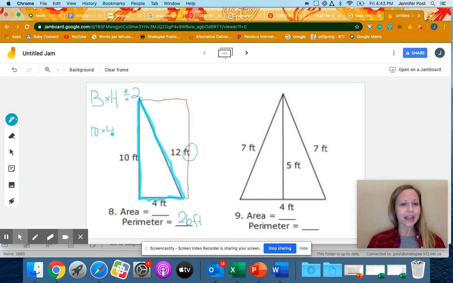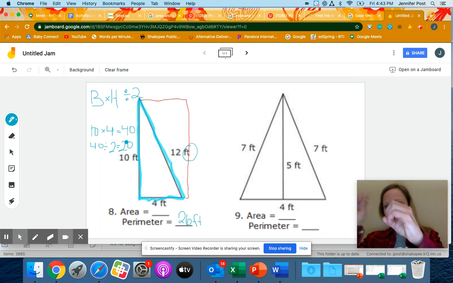Okay, but that's not my answer, friends, so please don't write 40. We now need to take 40 and divide it by 2. I know 40 divided by 2 is 20. If you didn't know that, think about how you could solve that, right? Take 40, 2 groups, 1, 2, 3, 4, 5, 6, 7, 8, back and forth until you find out how many are in each group, and that would be 20. Now, when we measure area, remember we need to square it. So our area is 20 feet squared.